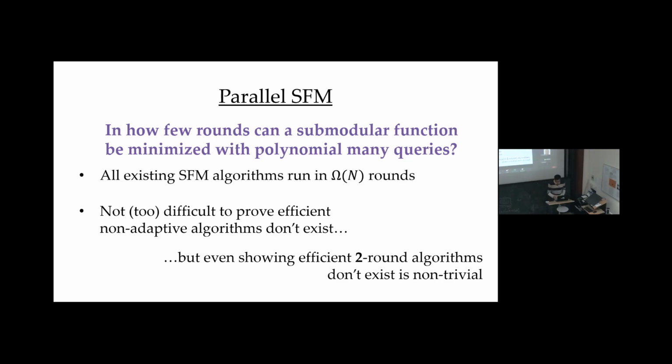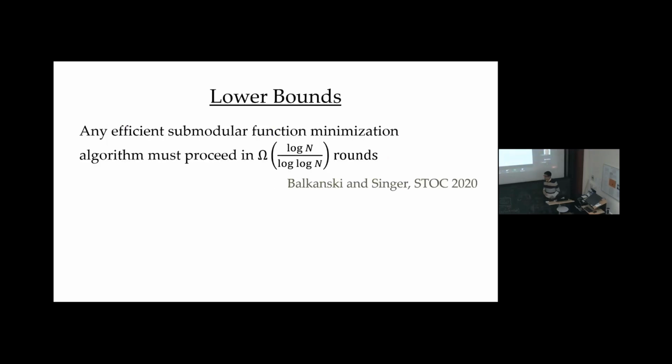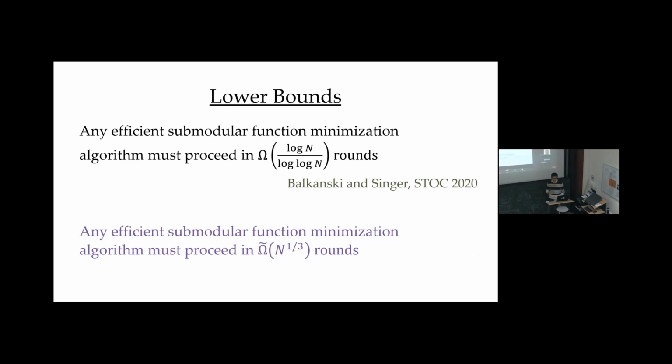And so it was quite remarkable that last year, Eric Balkanski and Singer proved that any efficient submodular function minimization algorithm must require log n by log log n rounds. Okay, and I'll present this framework because we build on this. So this does not rule out the fact that there can be polylog n round algorithms, but our result says no. The answer is, we will see today that any efficient submodular function minimization algorithm must make cube root n rounds.